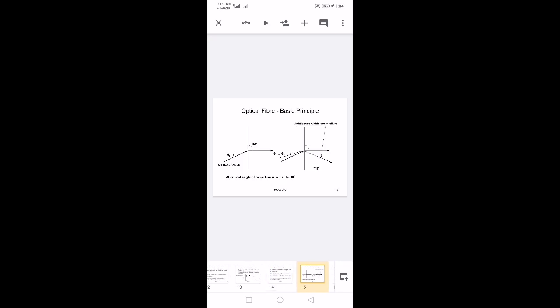optical fiber. So here you see, when theta I equals theta c, it goes along the medium 1 and medium 2 surface. When theta I is greater than theta c, light bends within the medium only; it will not go to medium 2, it will stay within medium 1 when theta I is greater than theta c, and this we call Snell's law.